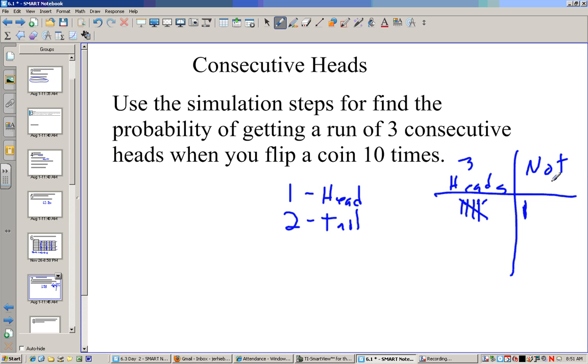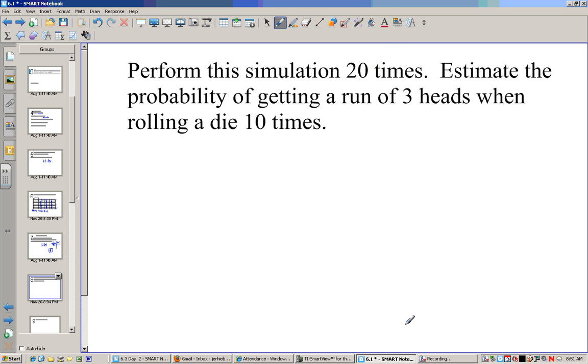Now, I only did 6 trials, which isn't enough to really count for a good probability. But the simulated probability that you get 3 heads will be 5 out of 6. So there's a good chance you're going to get 3 heads in a row when you flip a coin 10 times. So if we want to run that 20 times, we can just keep on hitting enter until we get 20 events.